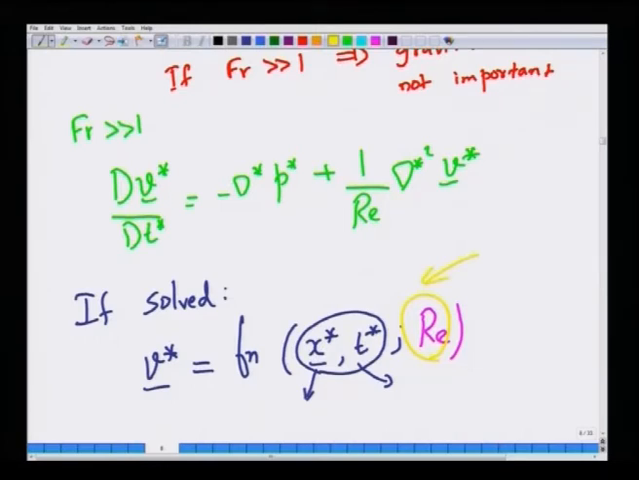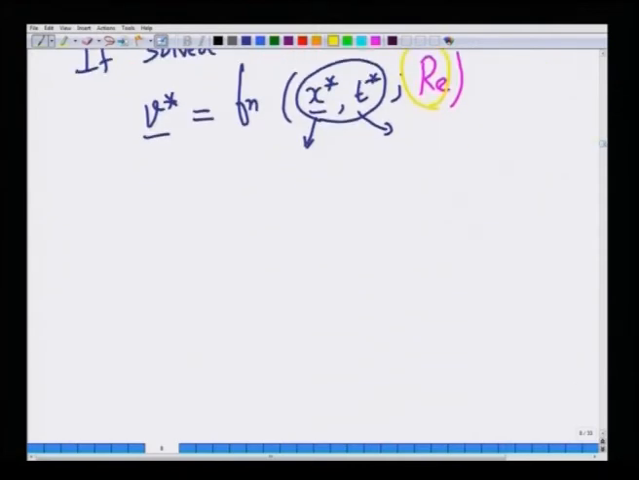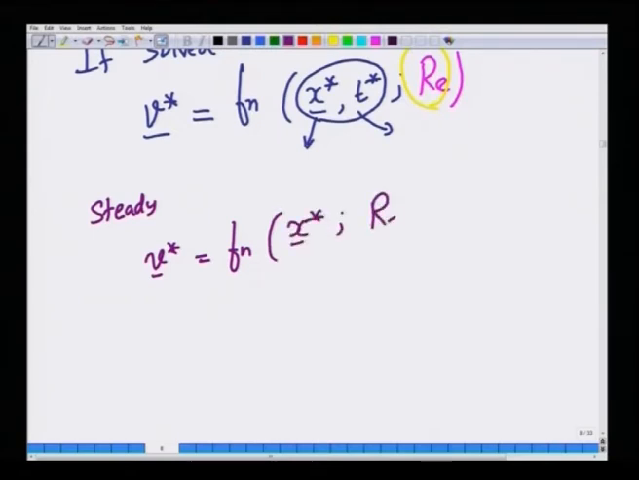This is a geometric parameter, in the sense of how far you are from the sphere, and this is a non-dimensional time. Suppose you have steady flow past a sphere, then the velocity at any point in the fluid will not be a function of time, but a function of only the various spatial coordinates and the Reynolds number.